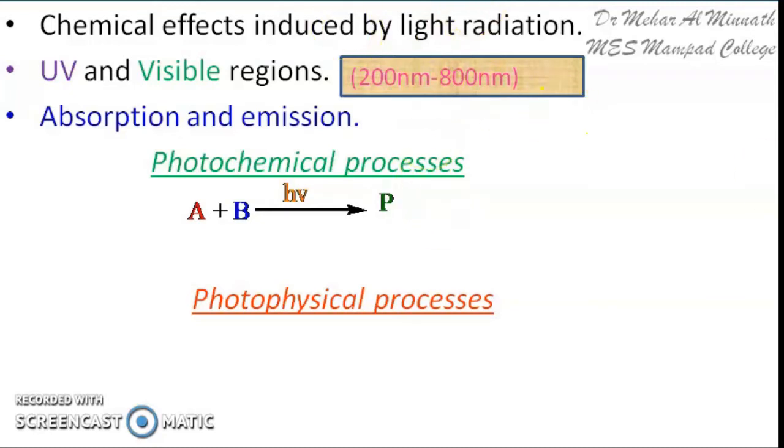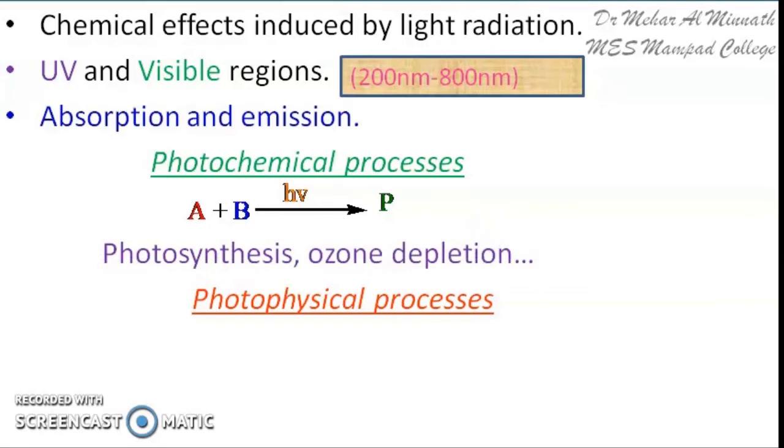See, for example, in this example which I have taken, the molecules A and B, when they come in contact with light, get transformed to product B. There is a chemical change of both A and B. So there is a chemical change happening to the molecules. So such processes wherein chemical changes happen in the presence of light are called photochemical process.